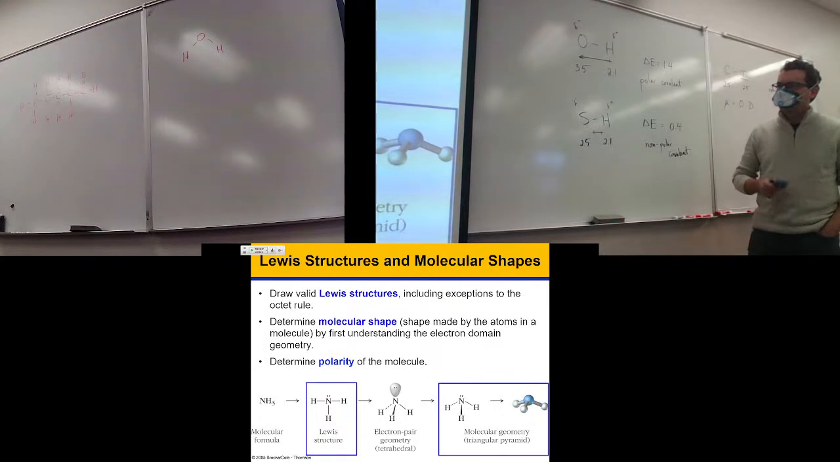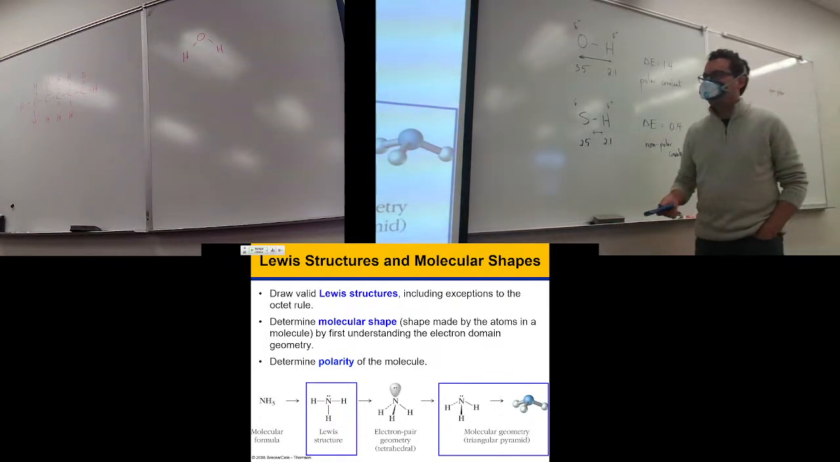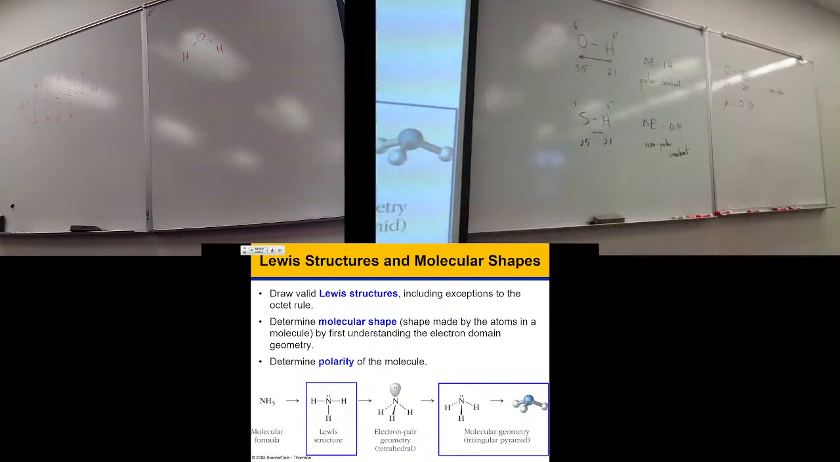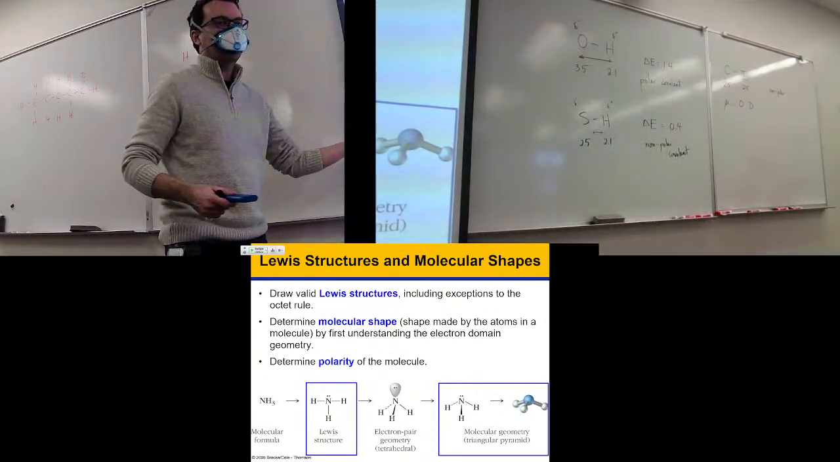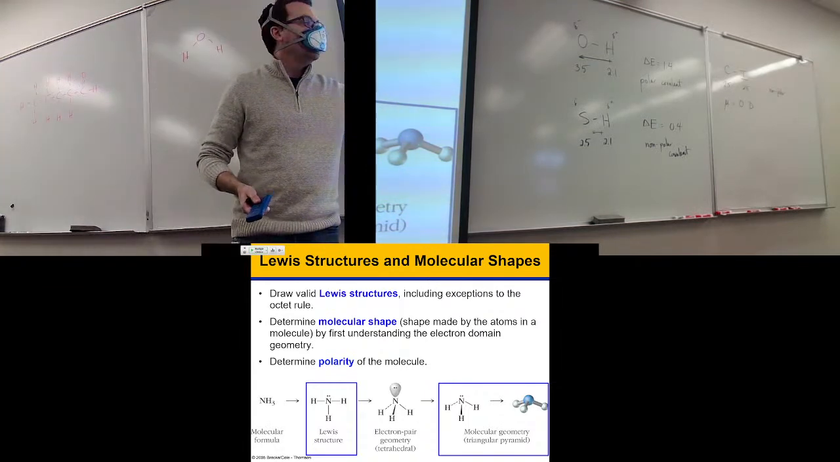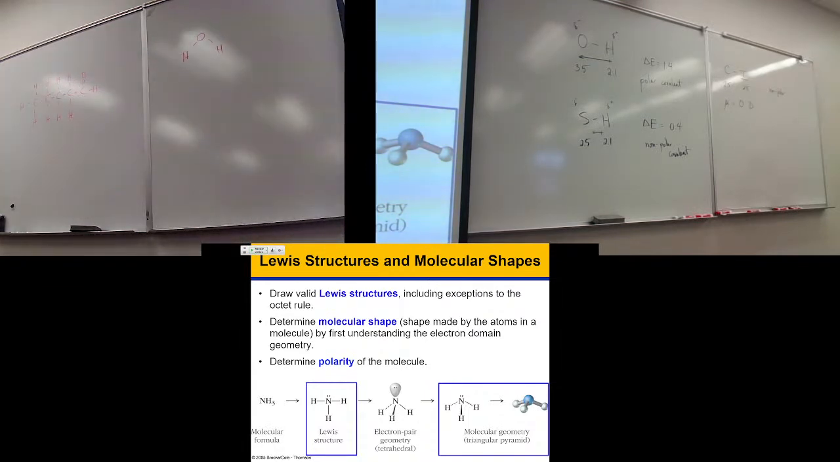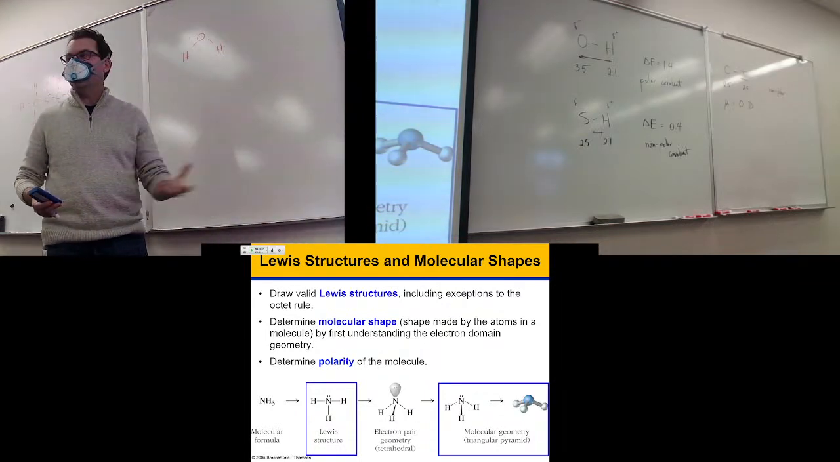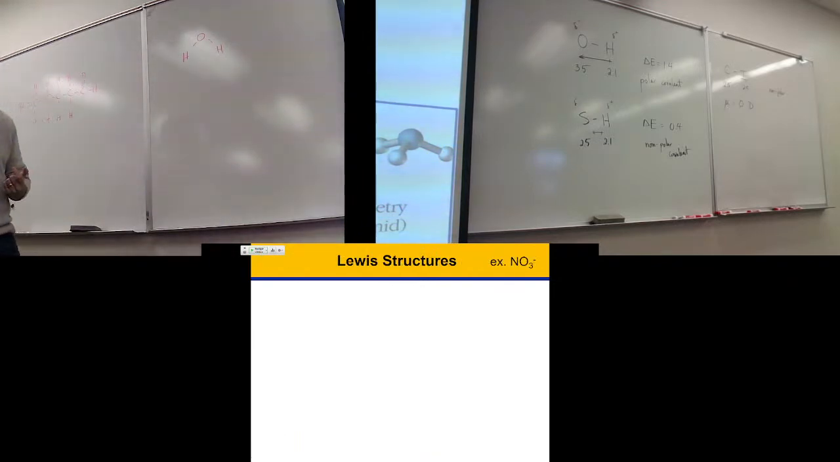You cannot find the polarity of the molecule without going through these first two steps. You have to. So if I gave you NH3 and I asked you what is the polarity, unless you've memorized it, you have to first draw a Lewis structure, then you find the shape, and only then can you find the polarity. And this is tedious, but it's critical that you go through these steps.